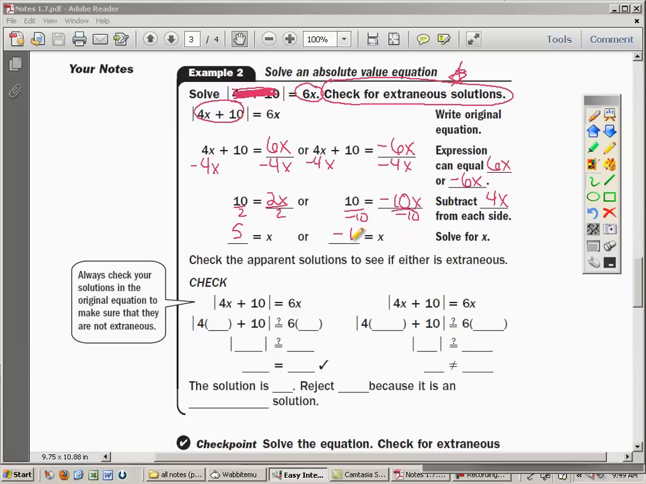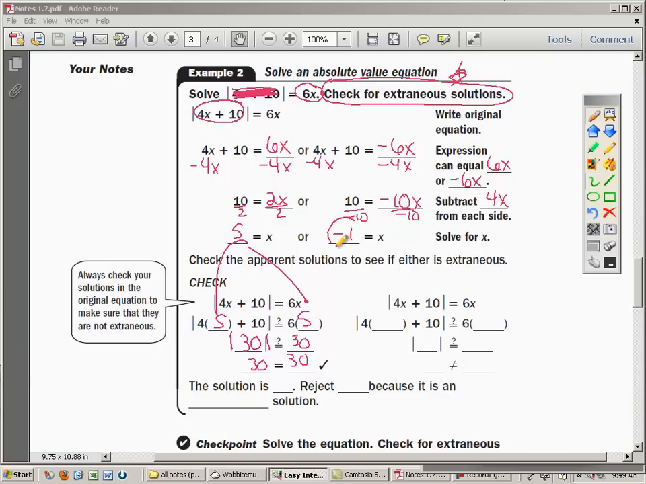So we now have to check to see if our solutions are okay. First we're going to try the 5. Let's plug the 5 in here and here, because again, there are two different occurrences of x. 4 times 5 is 20, and 20 plus 10 is 30. And over here, 6 times 5 is 30. The absolute value of 30 is 30. And since 30 does equal 30, that solution's okay.